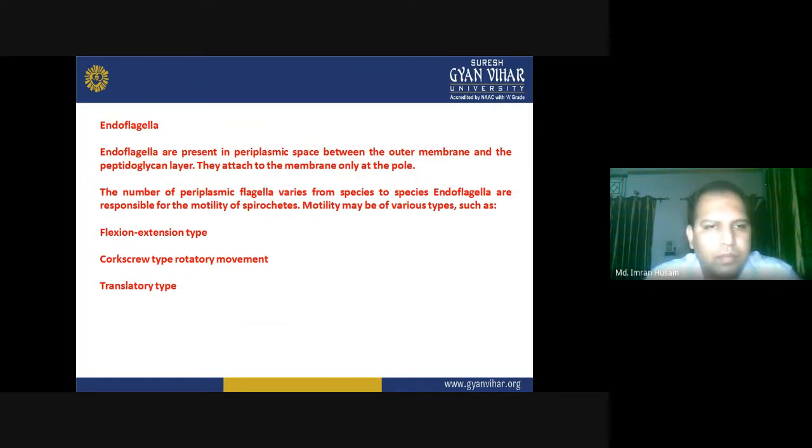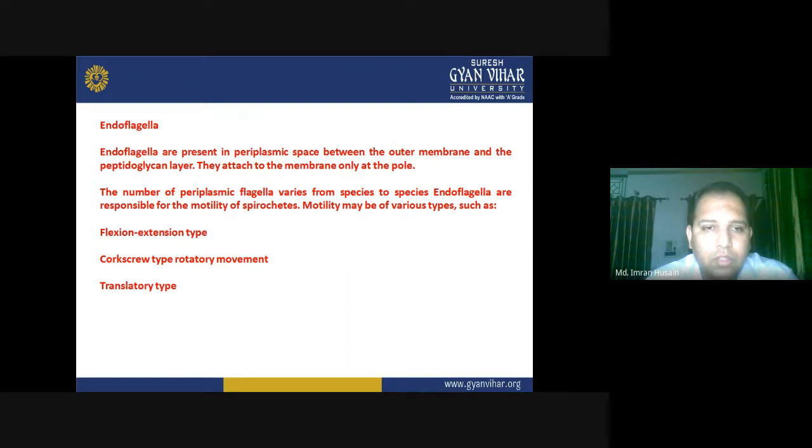Endoflagella are present in the periplasmic space, the space between the two membranes, the outer membrane and the peptidoglycan layer. They attach to the membrane only at the poles. At the poles you have pores from where they are attached. The number of periplasmic flagella varies from species to species.